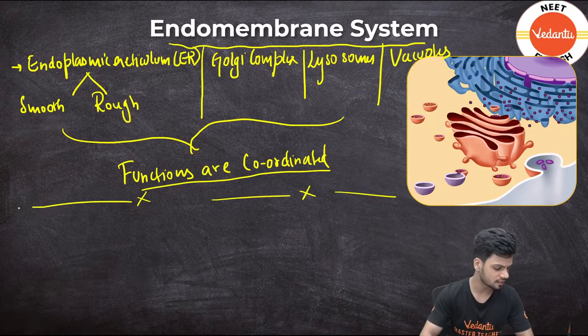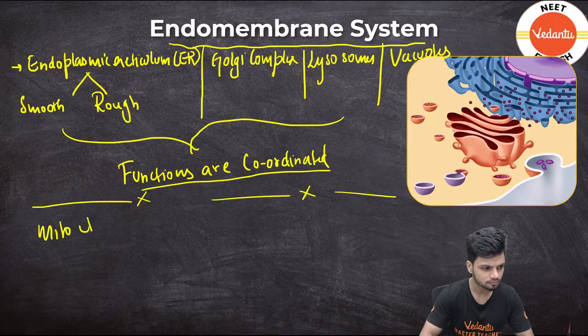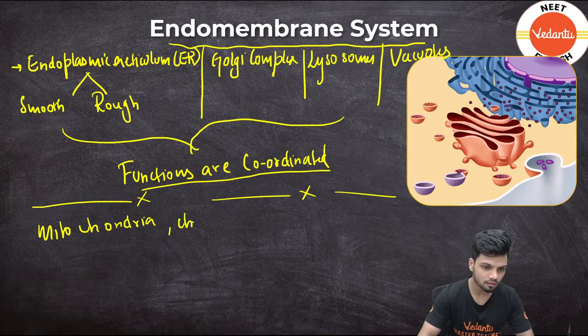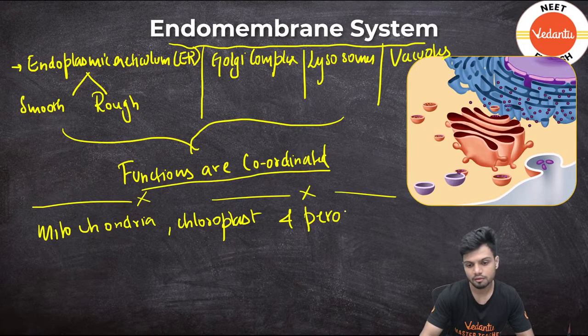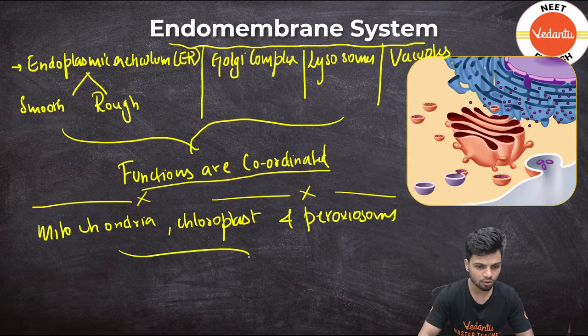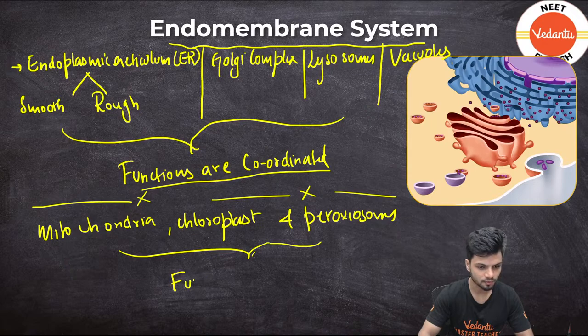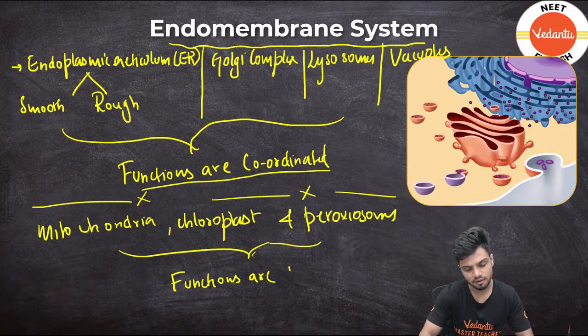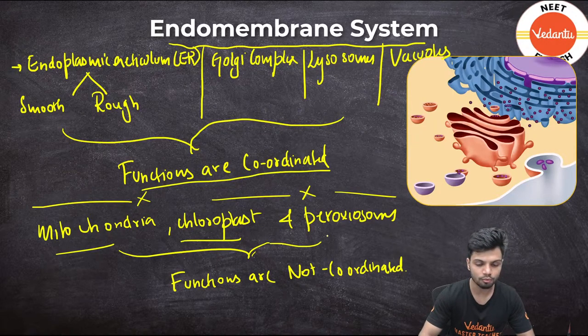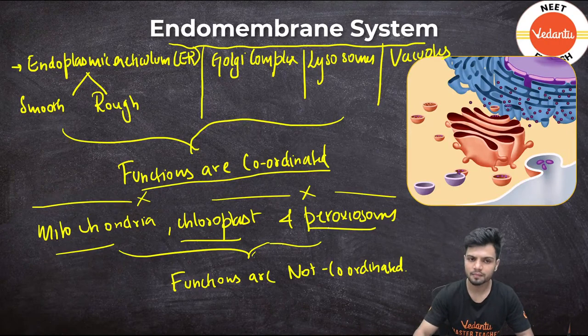Now, what about the other organelles, such as your mitochondria, chloroplast, and also peroxisomes? Are they also part of the endomembrane system? Nope, they're not called the endomembrane system because their functions are not coordinated. In the case of mitochondria, chloroplast and peroxisomes, there is no proper coordination. They're not part of your endomembrane system.